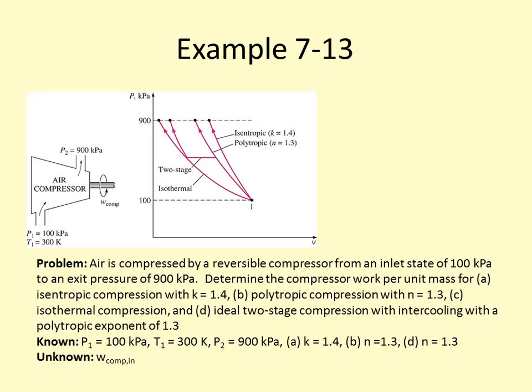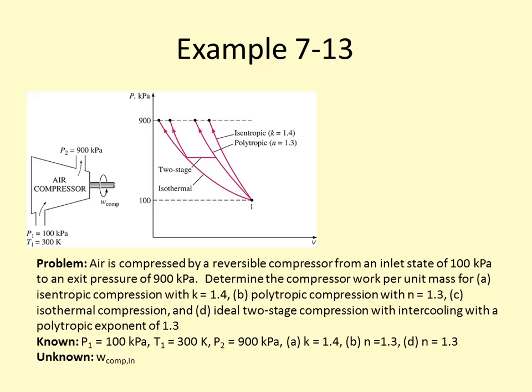k minus 1 is 0.4, multiplied by that ratio of P2 over P1. So 900 kilopascals over 100 kilopascals to the 0.4 over 1.4, minus 1. Okay, so this answer is 263.21 kilojoules per kilogram.